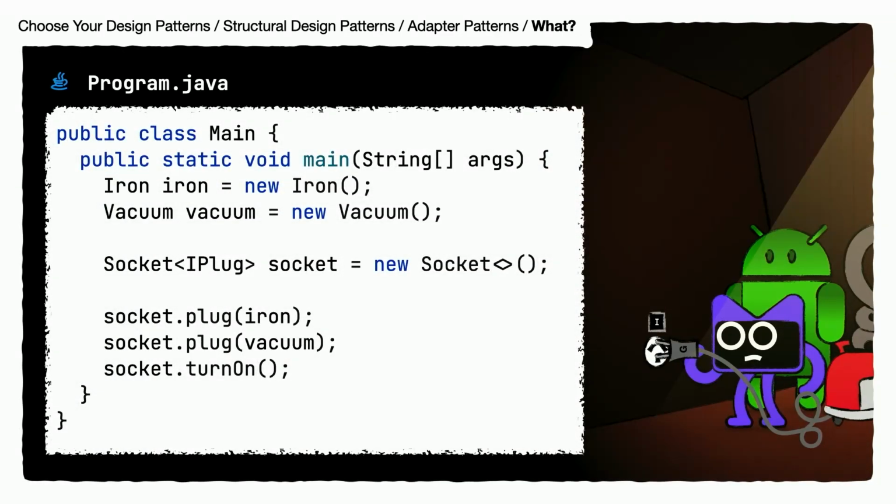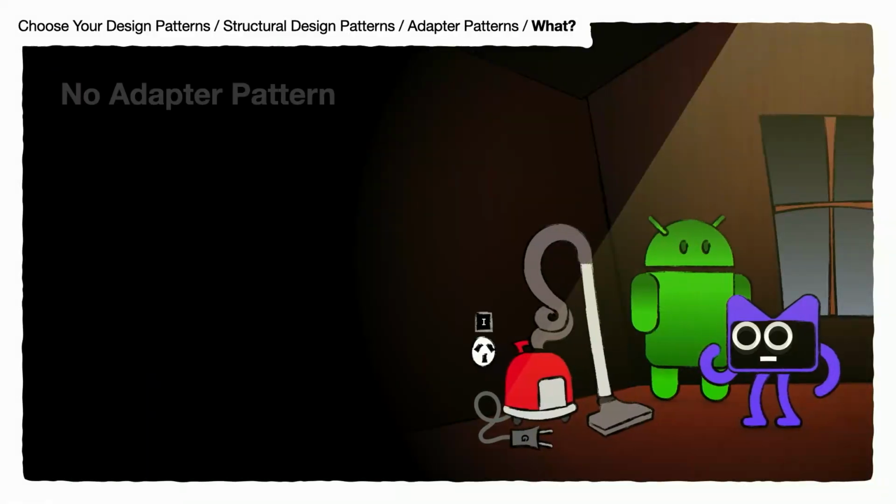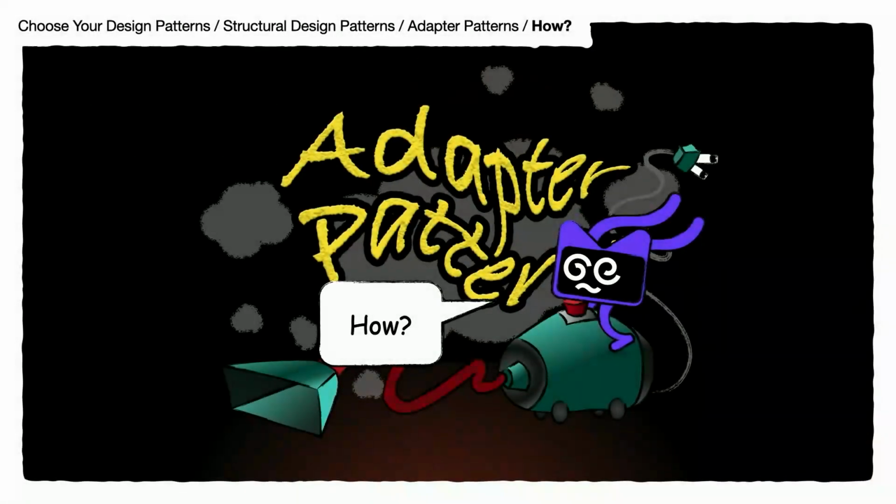Down in the main program, I'm just creating a few different objects up here, and I'm creating a socket and then I'm going to plug in my vacuum. But when I try to plug in my vacuum, it'll throw a compilation error at me saying that, hey, these 2 interfaces are incompatible. So this is the problem that we will solve with the adapter pattern. Okay. So without the adapter pattern, we are unable to combine or convert one interface to another kind. And that's the problem that we'll solve. So let's see how the adapter pattern solves this exact problem.